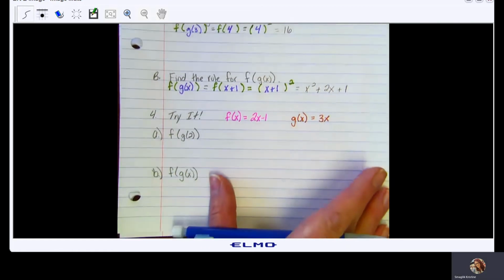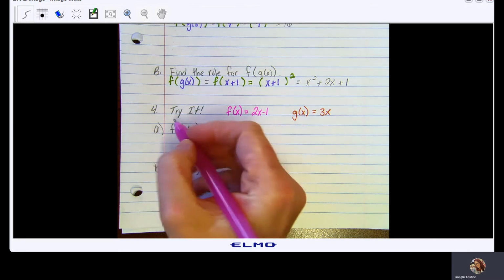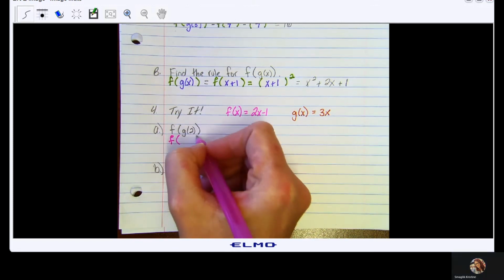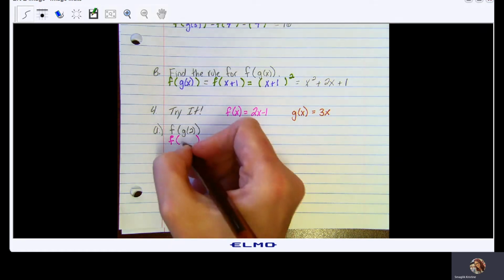Here's your try it. If you missed class, pause the video, give them a try on your own, and then come on back and check your answers. So here we go. We are looking for f of g of 2. So again, that is the same as f, and I'm going to input g of 2.